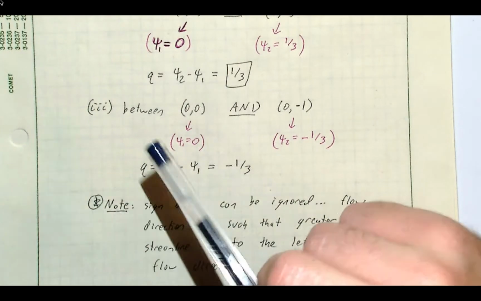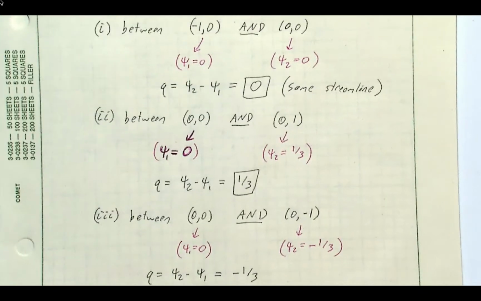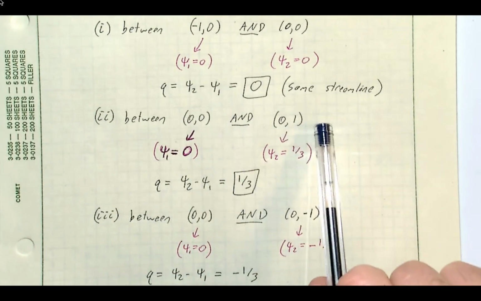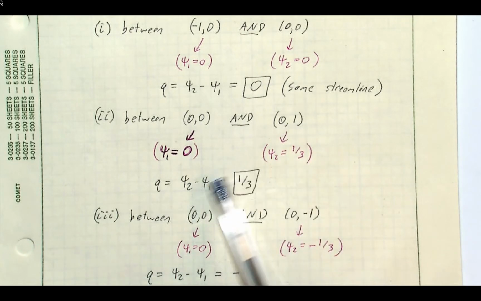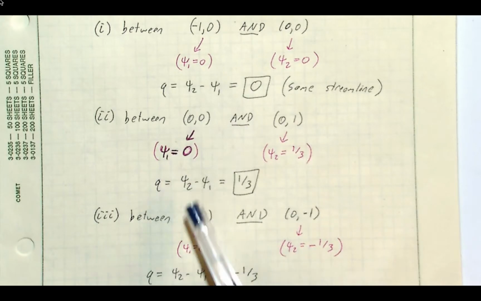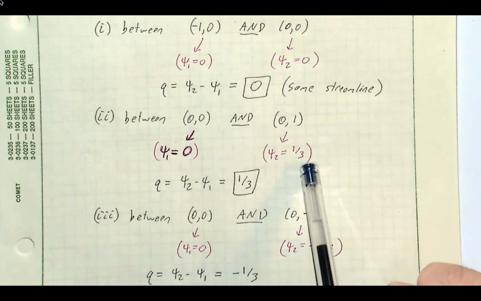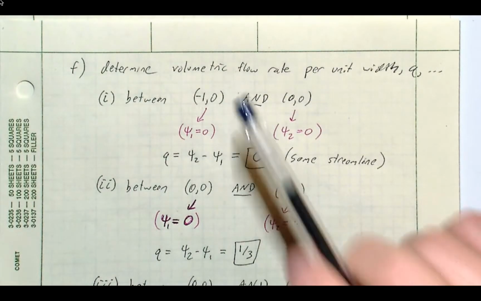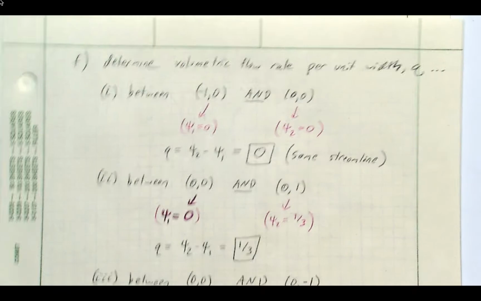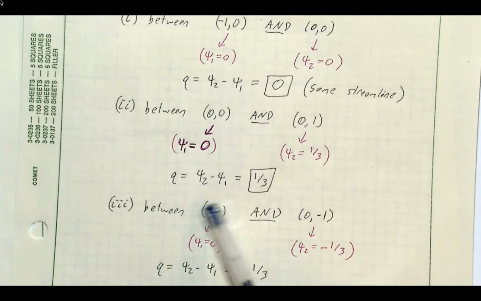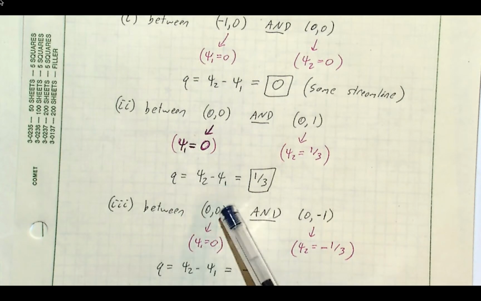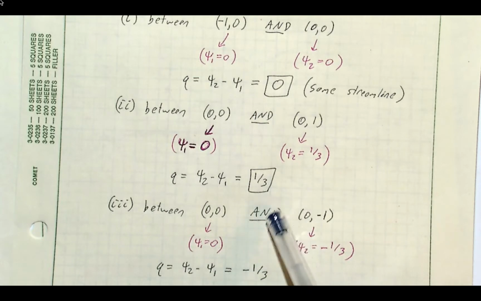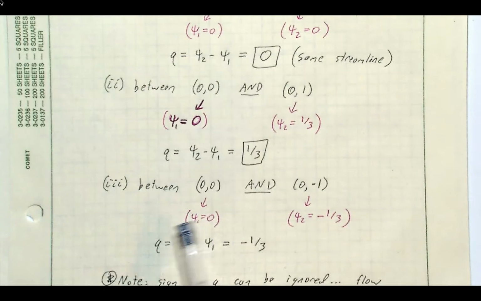But if we now look for flow between the origin and now 0, 1, so now we're going up in y, if we plug this into our stream function, we get 0 for the origin and 1/3 for this point. So then the volumetric flow rate per unit width, the per unit width is because we're only living in 2D here, and we're talking about per unit width into the page, is just the difference in the streamlines, which is now 1/3.